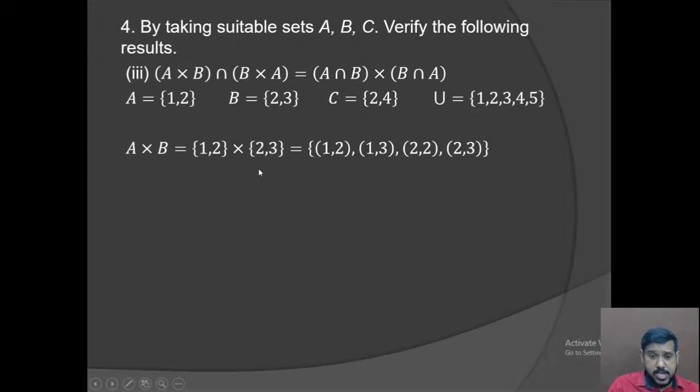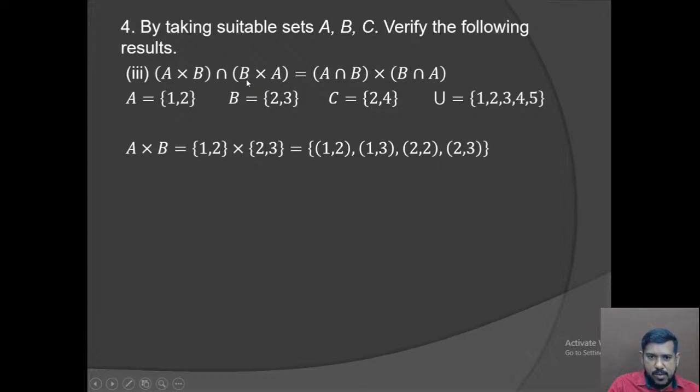Just like multiplying, just like ordinary multiplication. So (1,2), (1,3), then (2,2), then (2,3). Can you understand? So 4 elements. You can easily count the numbers also. Here 2 elements, here 2 elements. So 2 into 2, totally 4 elements.